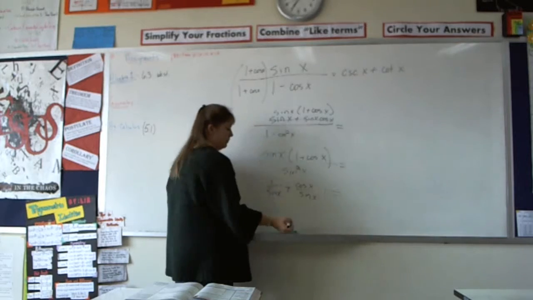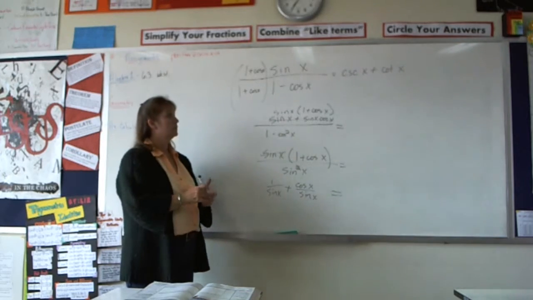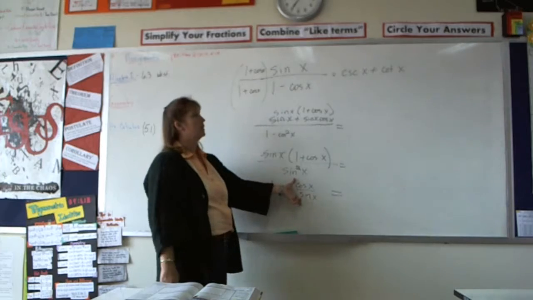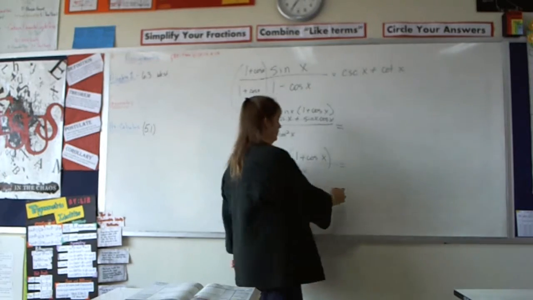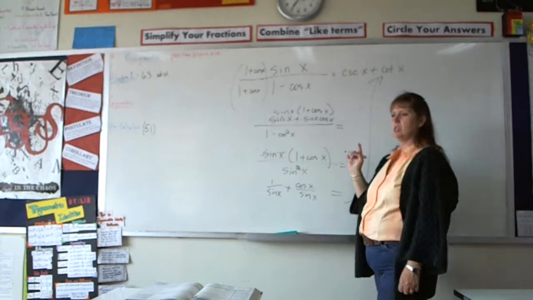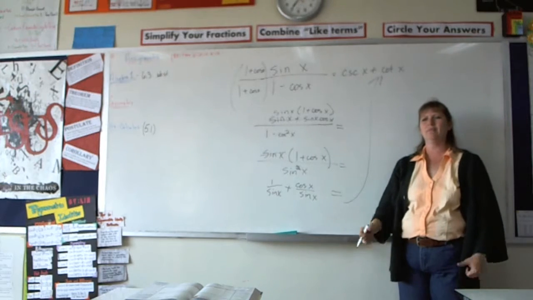Okay, what does that equal? What is 1 over sine of x? Cosecant. What is cosine over sine? Does it match? It matches. We made it. When you rewrite it, you've done it.